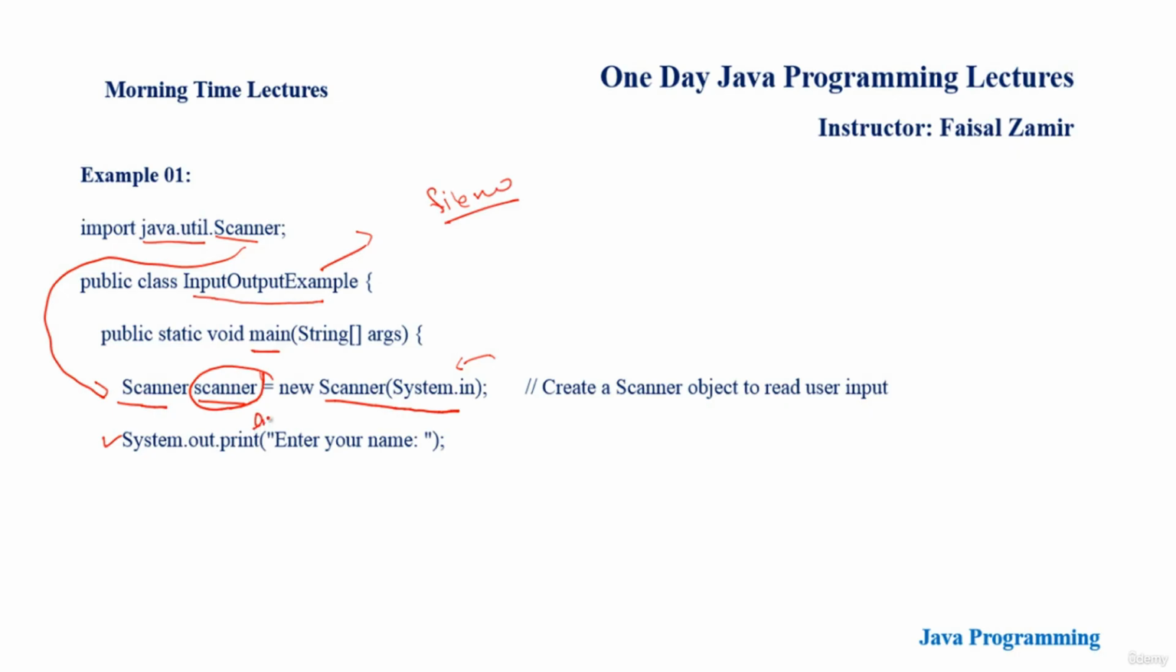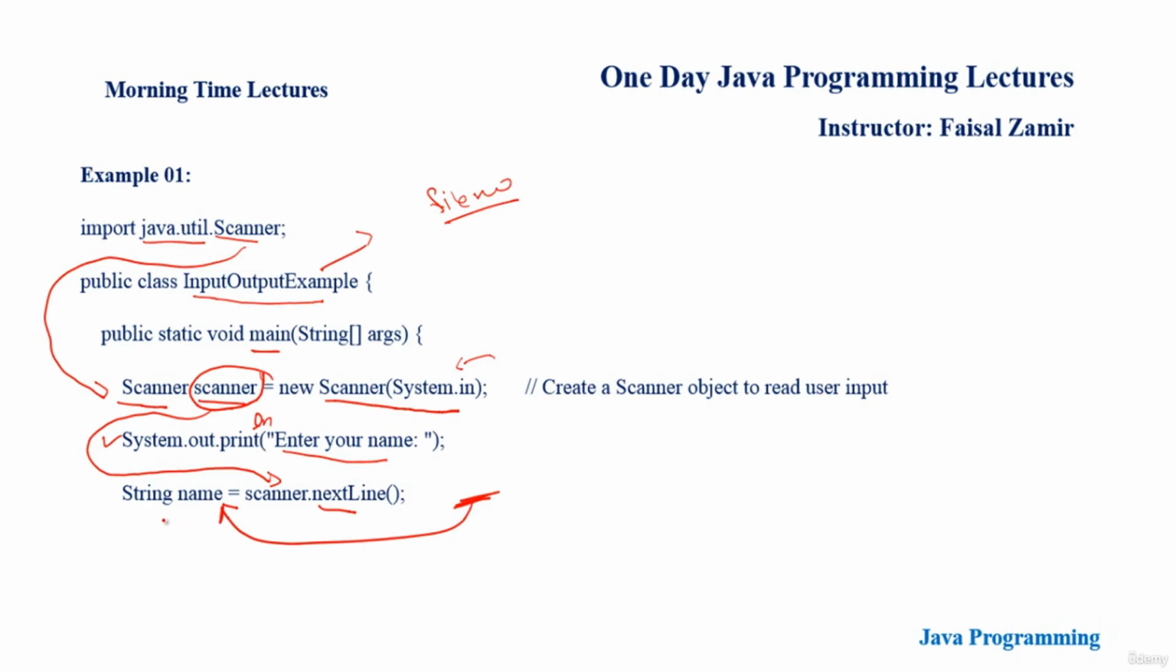System.out.println, you have to put here ln. So enter your name, so it will display to the user a string prompt, and then using this string object, you have to write here a method nextLine that will help you to get data from the user. So when a user enters their name, any string, that will be stored in a name variable.